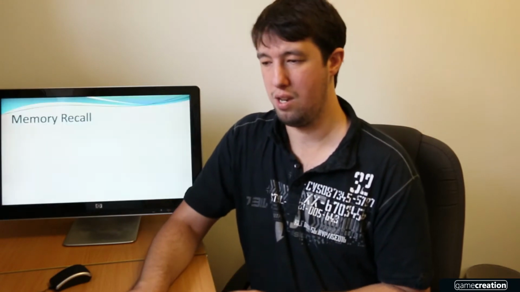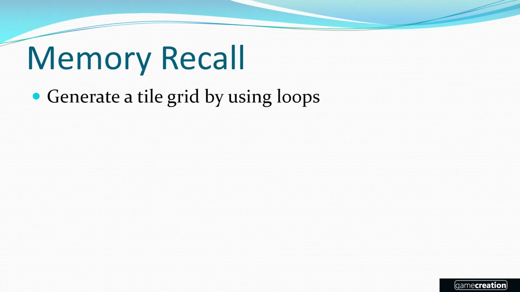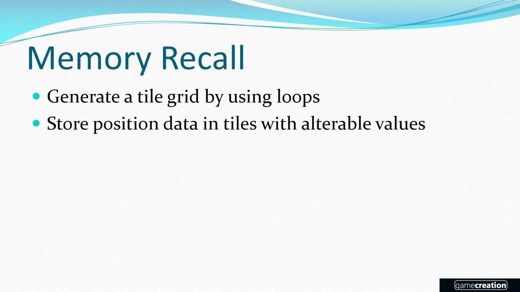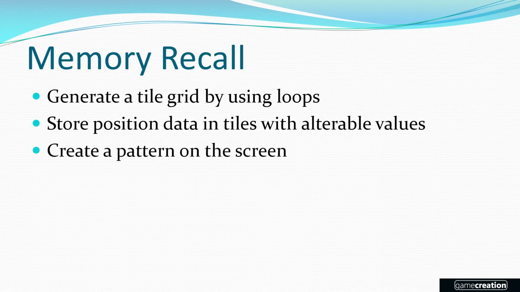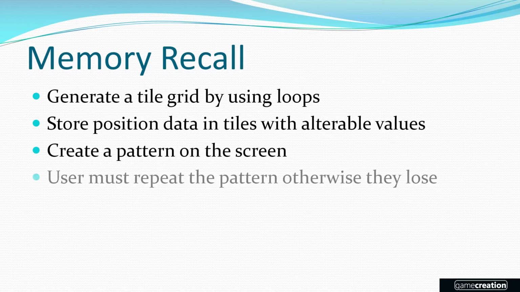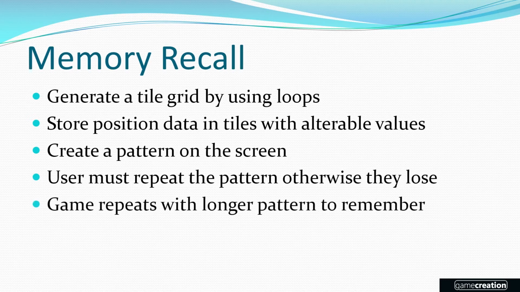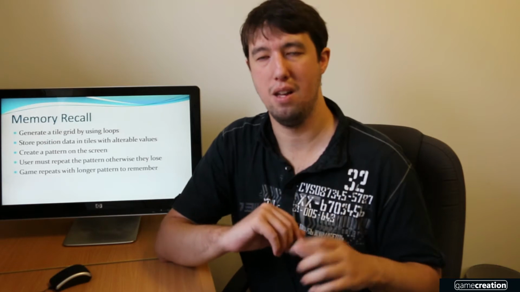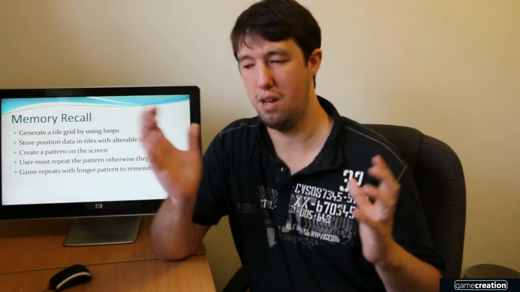So the project is going to involve us generating a tile grid using loops. So straight away we're using loops for this project. Then I want to store the position data somehow in the tiles using alterable values. Create a pattern on the screen so they will light up in a random order. And then the user must repeat the pattern, otherwise they lose. And then the game repeats with longer patterns to remember. So there might be 3 to remember, and then 4, and then 5. And so the game gets harder.